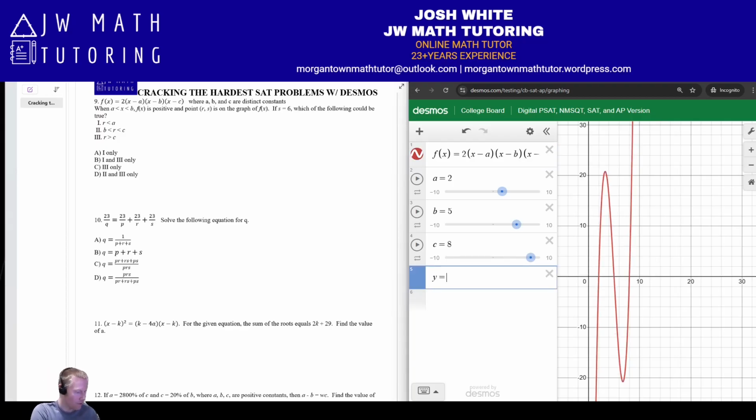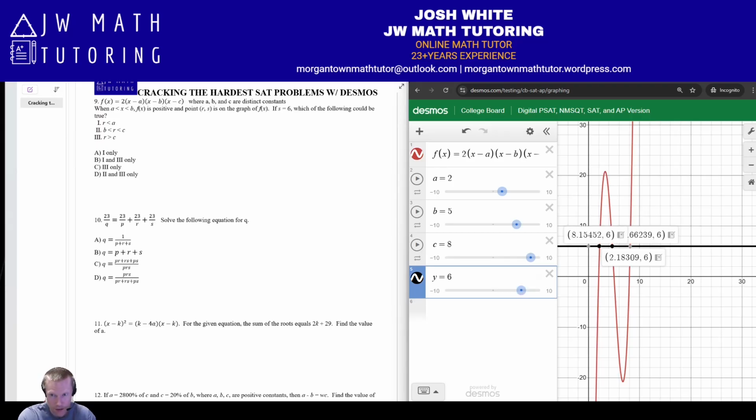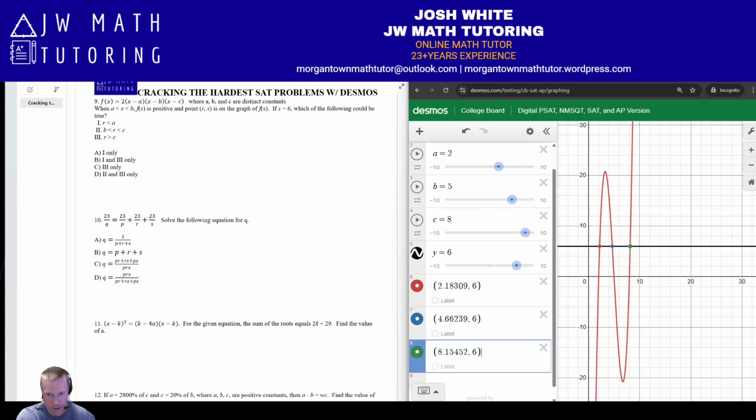So what I'm going to do is just graph y equals 6. There are 3 different points here on the graph which have a y-coordinate of 6. Here's the first one, here's the second one, here's the third one. Okay? We can export each of these if we want. Now, if s equals 6, which of the following could be true?